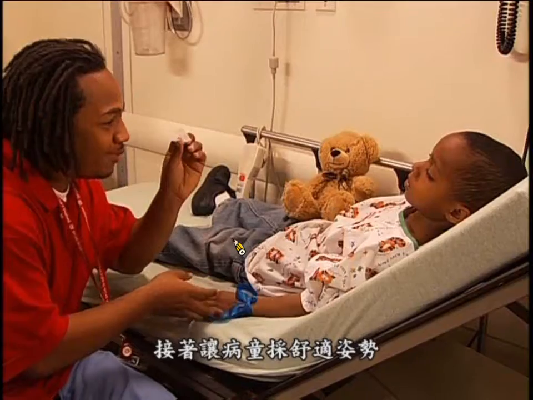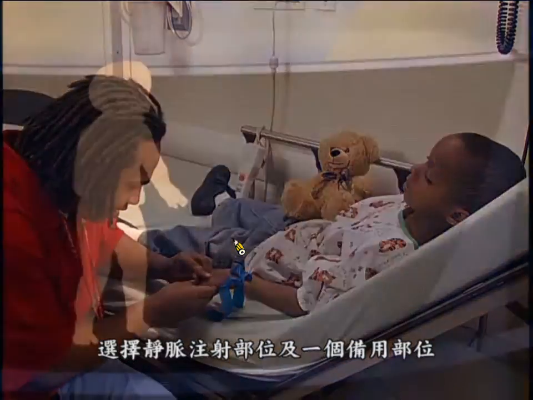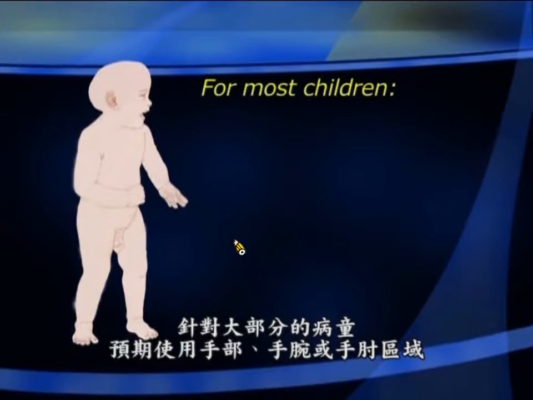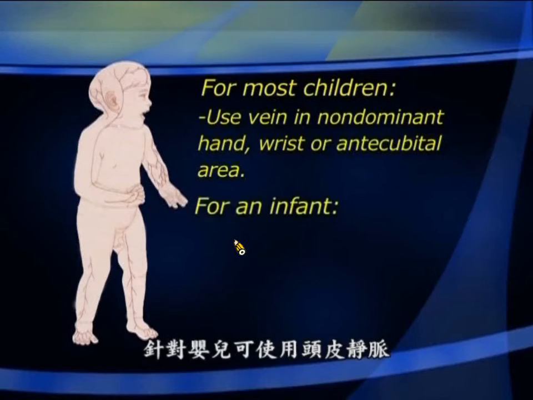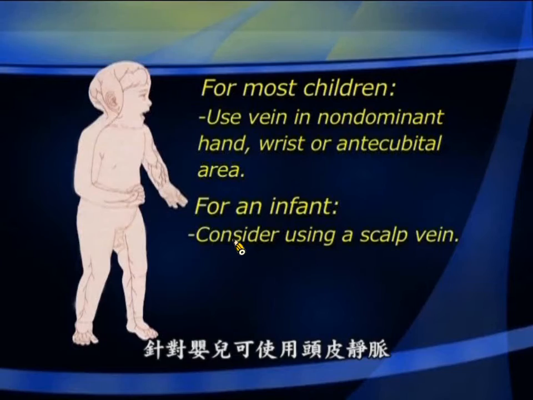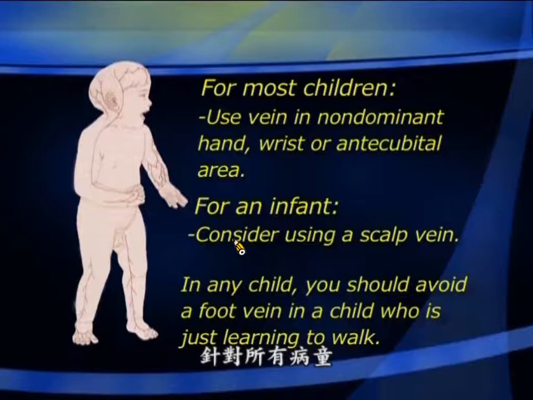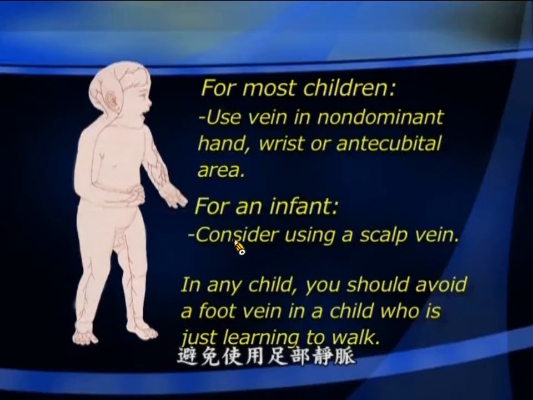Then, with the child positioned comfortably, select the IV site and an alternate site. For most children, expect to use a vein in the non-dominant hand, wrist, or antecubital area. For an infant, consider using a scalp vein. In any child, you may use another vein, but should avoid a foot vein in a child who is just learning to walk.